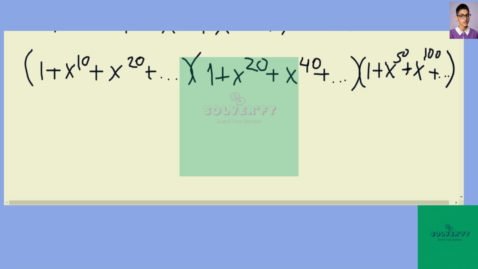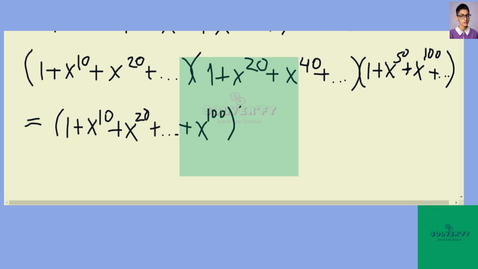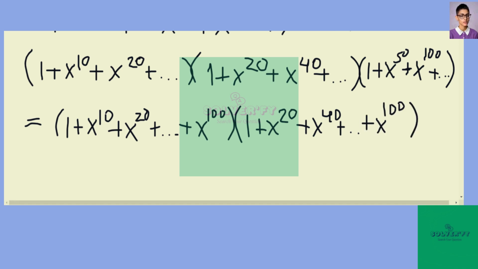And so, first of all, we can abbreviate this as 1 plus x to the 10th plus x to the 20th up to x to the 100th, times 1 plus x to the 20th plus x to the 40th up to x to the 100th, times 1 plus x to the 50th plus x to the 100th.